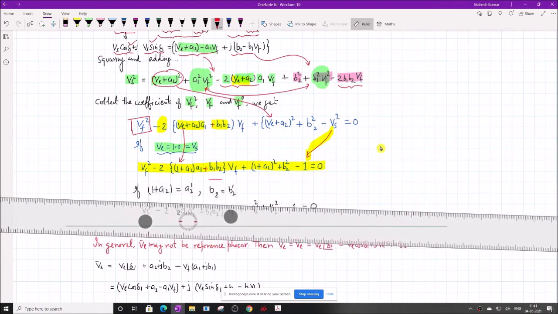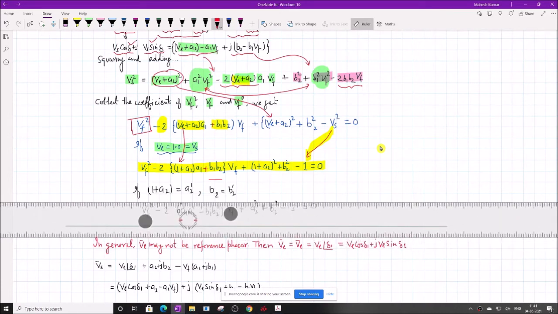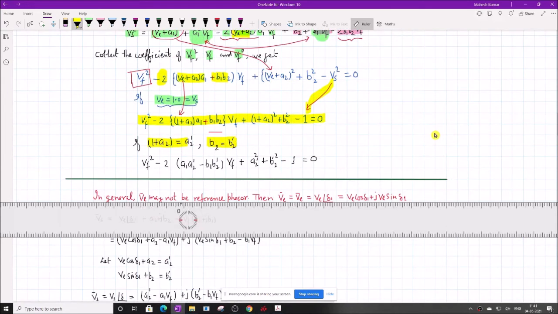Okay, and we can solve this equation in terms of BF. Let us say 1 plus A2 is A2 dash, to simplify it further. So 1 plus A2 is equal to A2 dash, and let us say B2 is also equal to B2 dash for the sake of completeness. So this term becomes A2 dash, this term becomes B2 dash, and in that case the equation becomes BF square minus 2 A1 A2 dash plus B1 B2 dash into BF plus A2 dash square plus B2 dash square minus 1 equal to 0.